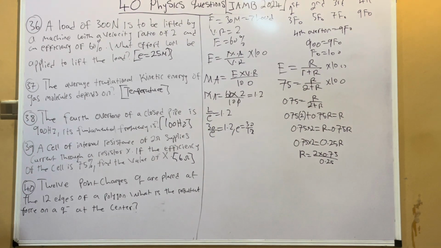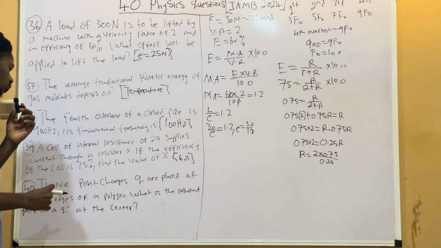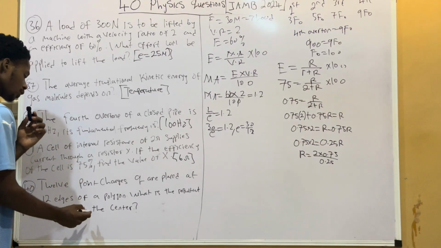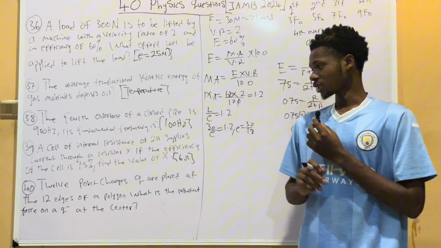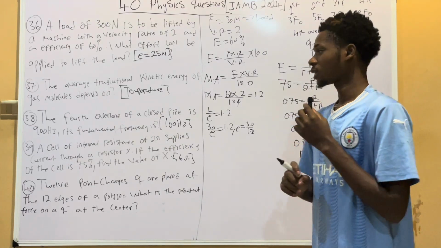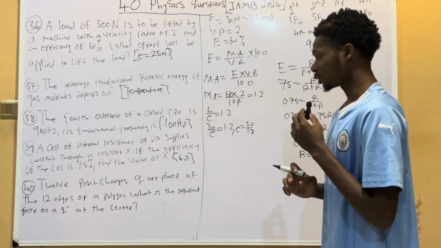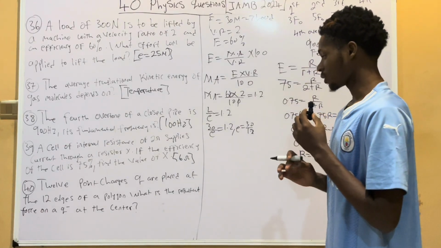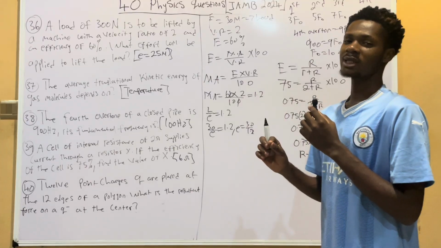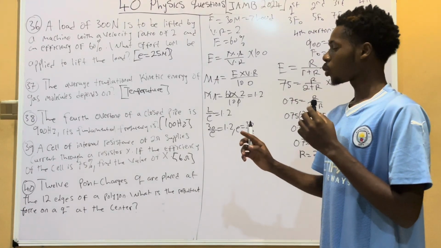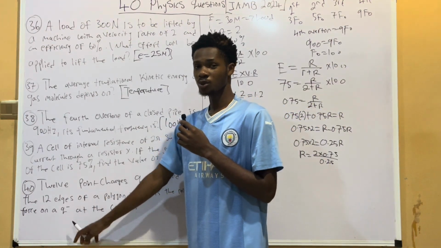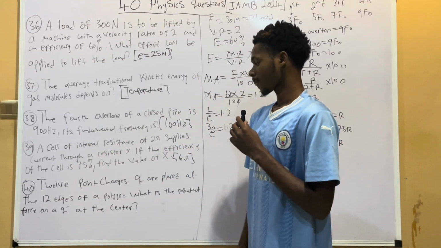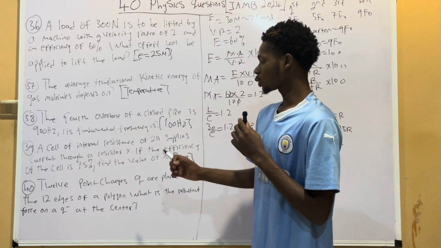And then for the last question, question 40, it says 12 point charges Q are placed at the 12 edges of a polygon. What is the resultant force on a charge Q minus at the center? Now in here, point charges, please take note, mean positive charges. They are used as references in electrostatics. If they are placed at the 12 sides of a regular polygon, which has equal lengths of sides, and then a charge Q minus is placed at the center, each of those charges is going to be attracted to this charge that we're having here. Because of that, each of them will try to pull on it.